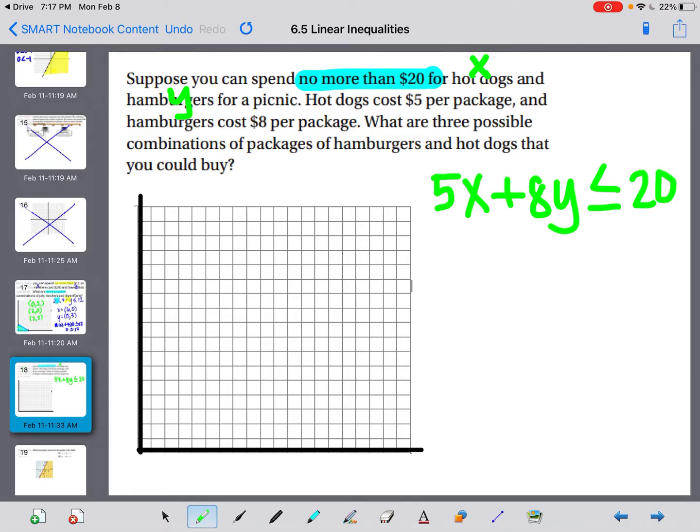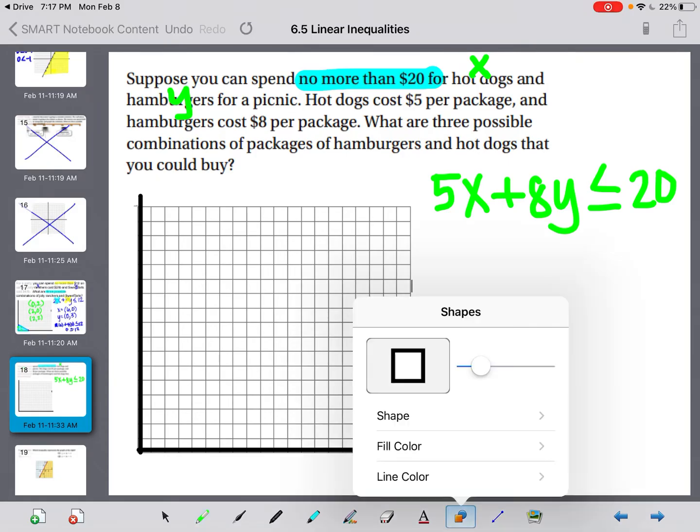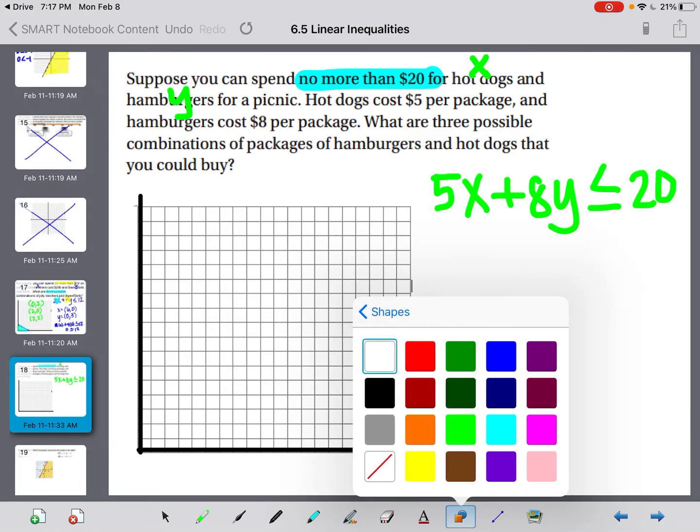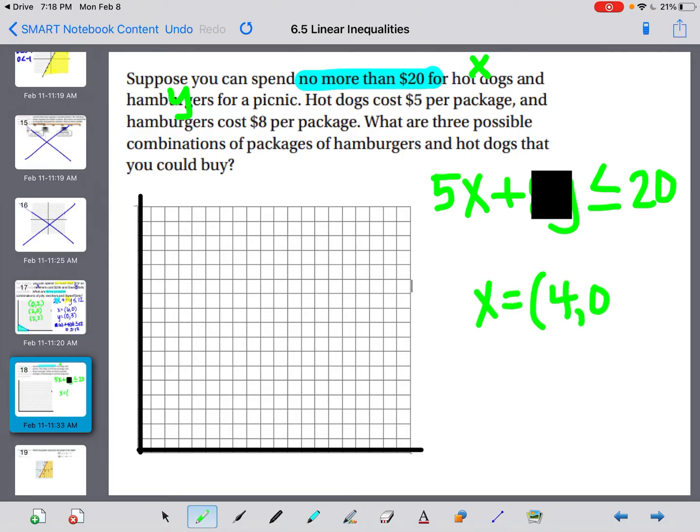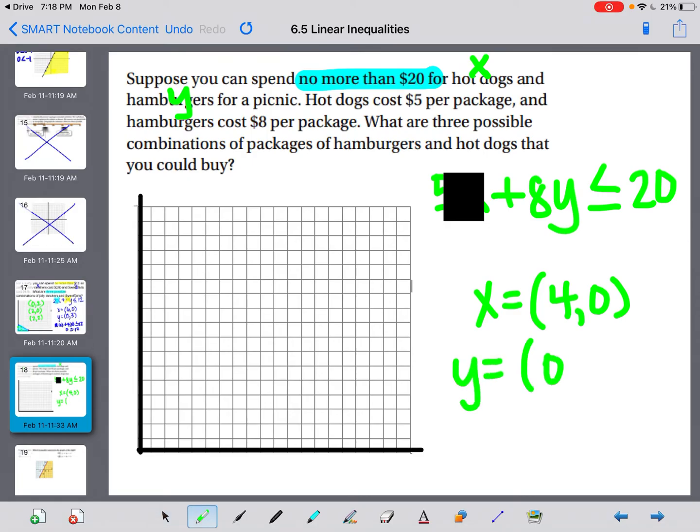Okay, so if I find my x and y intercepts, I'm going to cover up the y. Yeah, let's do this. Okay, so if I cover up the y, divide by 5, I'm going to find my x-intercept is 4, 0. If I cover up my x's so I can find my y-intercept, 20 divided by 8 gives me 5/2.